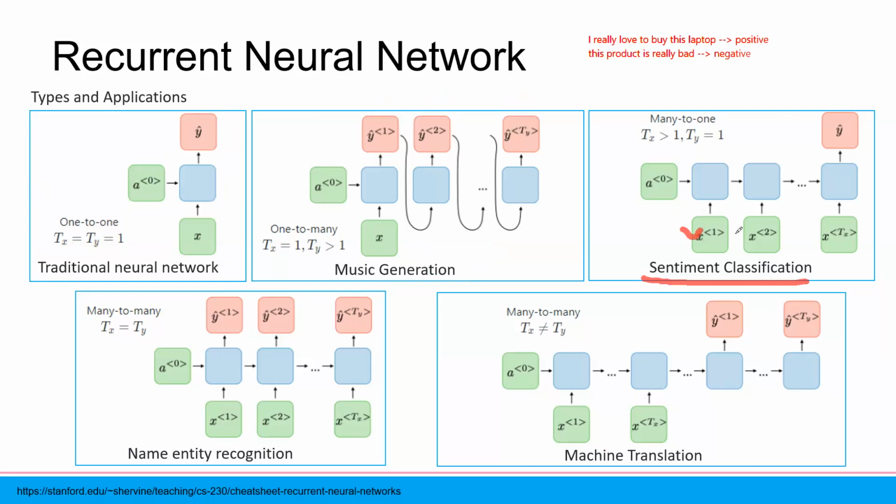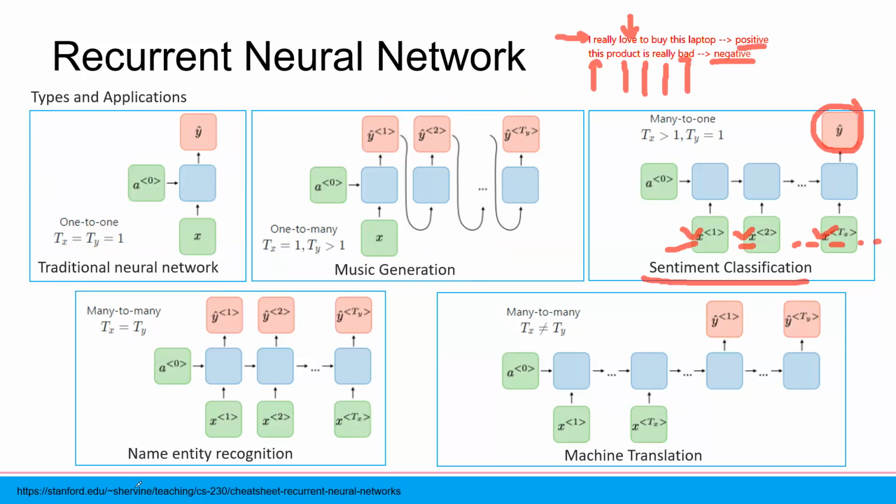The input can be many. The input is, for example, "This product is really bad." I know that those words are negative because we have the word bad. Or we can have another input: "I really love to buy this laptop." So there are many inputs, and because of this word love, I can label it as positive. So the result is only one, either positive or negative.